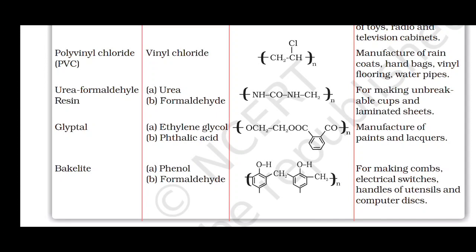Bakelite. It is made up of phenol and formaldehyde, for making combs, electrical switches, handles of utensils and computer discs. So the comb we use every day is made of bakelite.